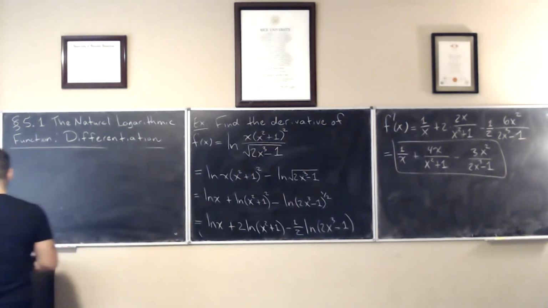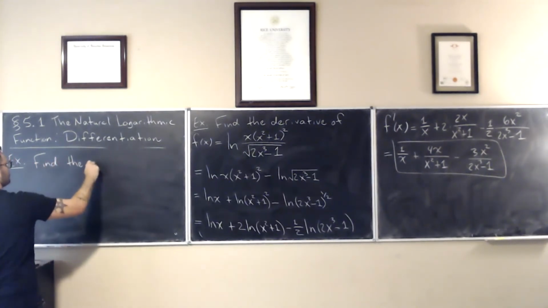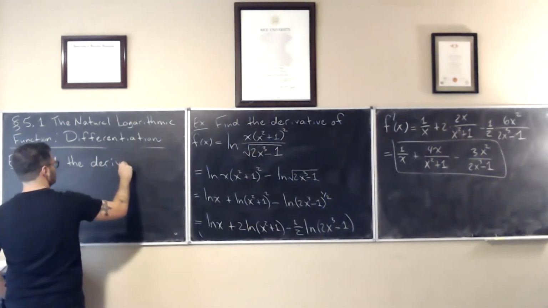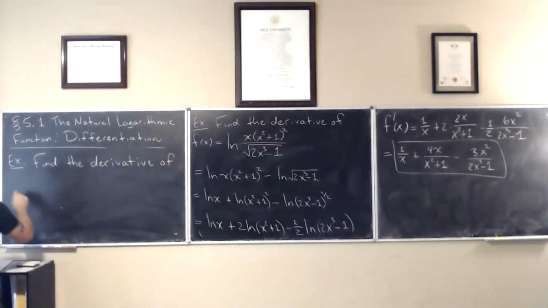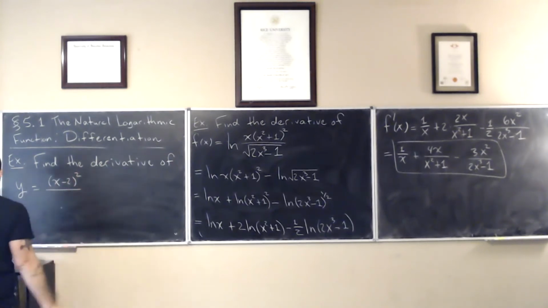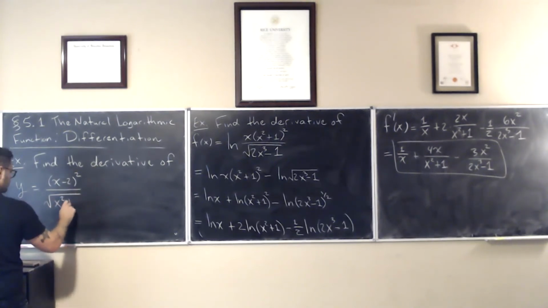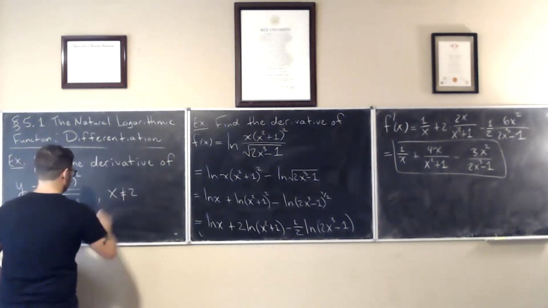Let's look at another problem now. Find the derivative of y equals, say, x minus 2 all squared over the square root of x squared plus 1, x not equal to 2.